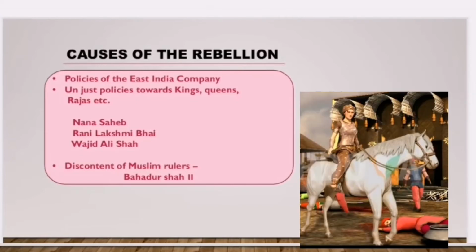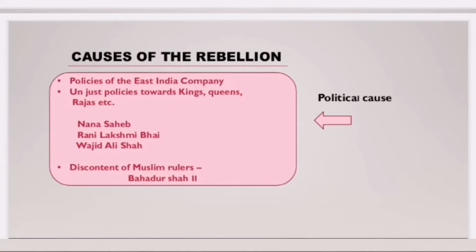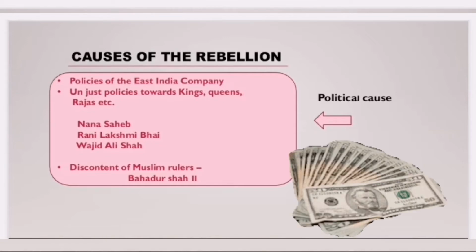Rani Lakshmi Bai of Jhansi wanted the company to recognize her adopted son as the heir to the kingdom after the death of her husband. Likewise, Nana Sahib, the adopted son of Peshwa Bajirao II, pleaded that he be given his father's pension, but the company turned down his plea.